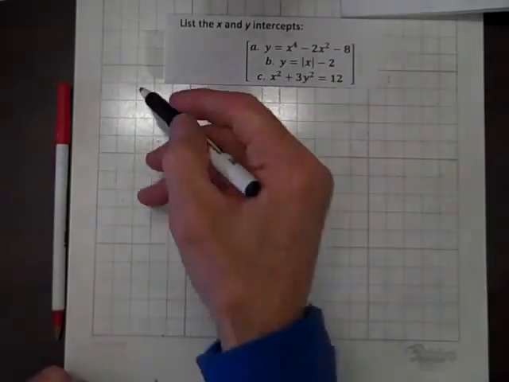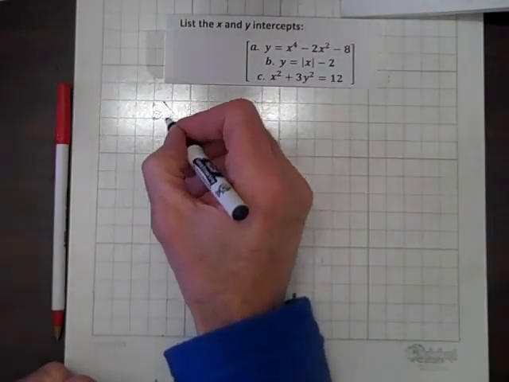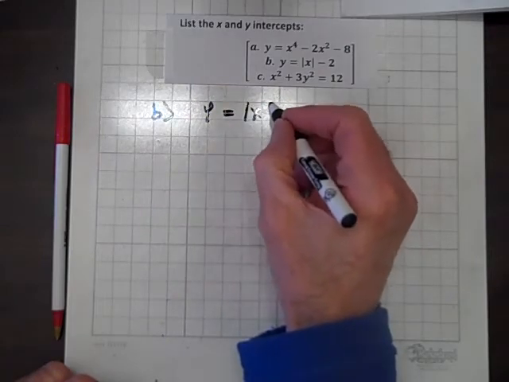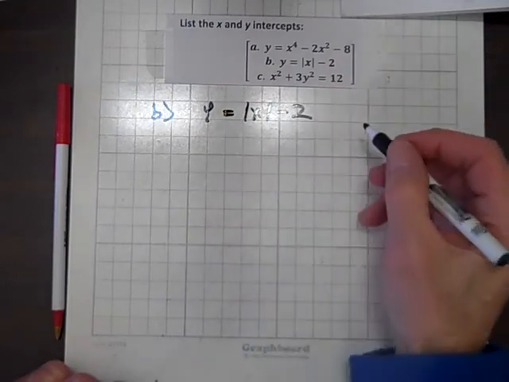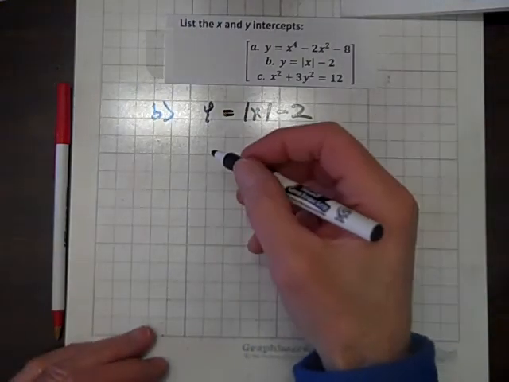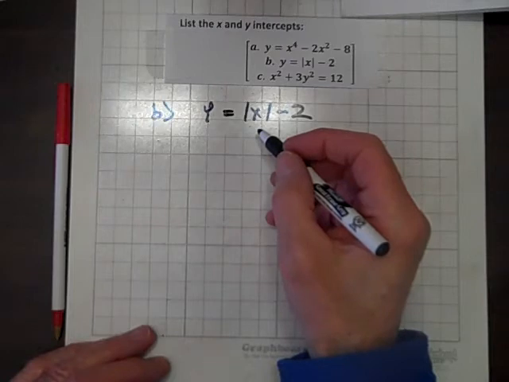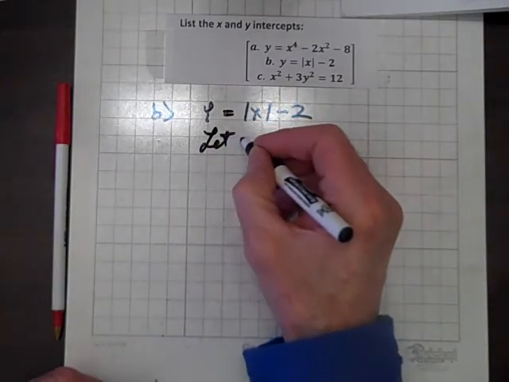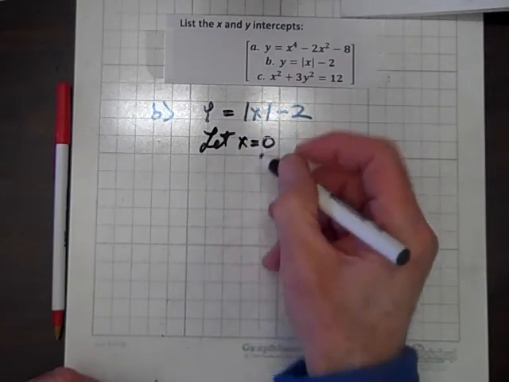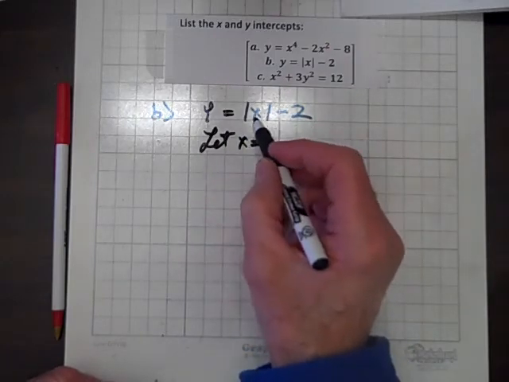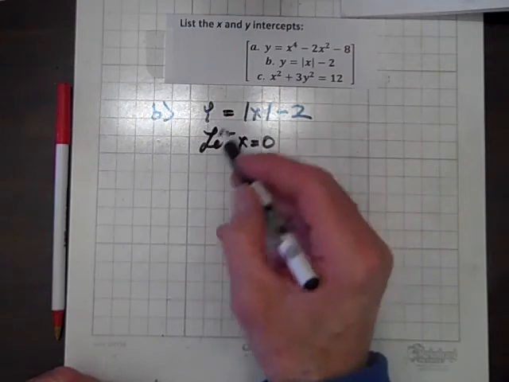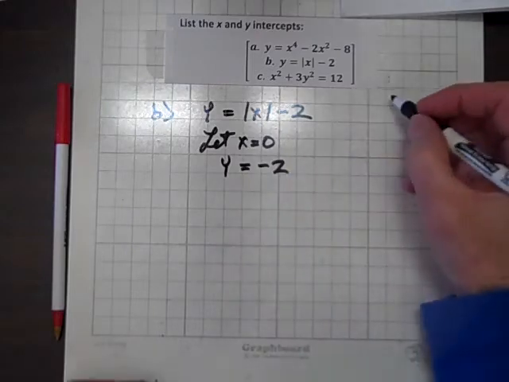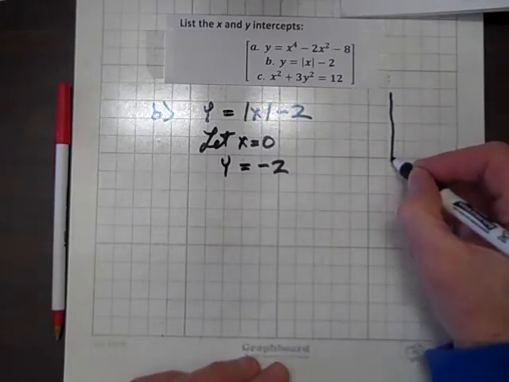Well, equation B is y equals the absolute value of x minus 2. And again, let's find the y-intercept. So always to do that, we'll let x equals 0 and solve. And when we do that, letting x equals 0, this term becomes 0, and we have y equals negative 2. And again, let's graph this as we go along.